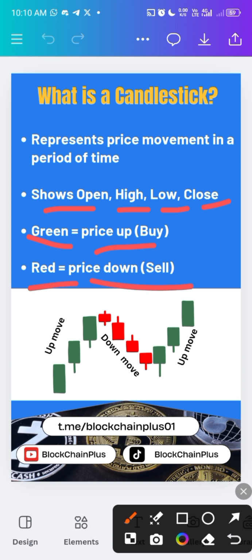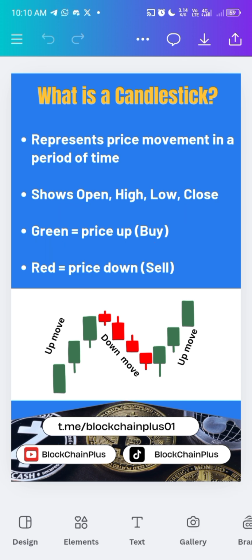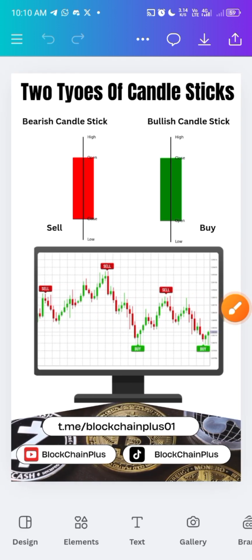So this is just what the candlesticks are. First, they represent price movement. Second, they have open, high, low, and close. Third, you can either have a green candle or a red candle, right? So now let's look at the attributes closely.